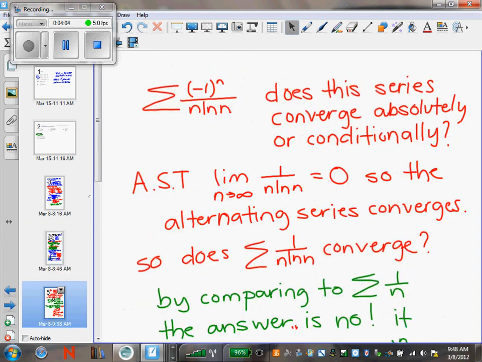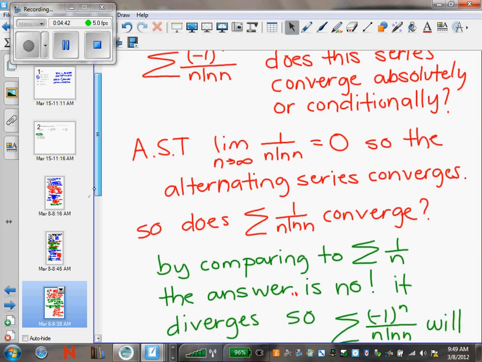Another problem that we talked about in class today was, does this series converge absolutely or conditionally? It was one of your homework problems. And we knew by the alternating series test that the alternating series converges. The question came up, does it converge conditionally or absolutely? So we need to know about the summation of 1 over n times natural log of n. Does it converge? So we talked about comparing it to 1 over n, the harmonic series, and decided that because we can compare it to 1 over n, that it does diverge.